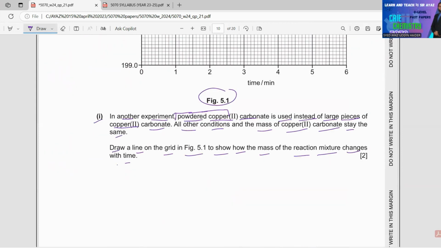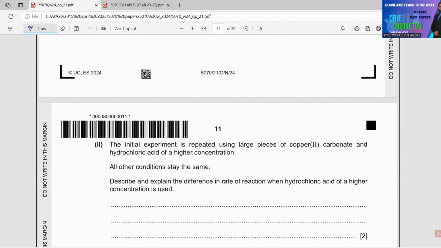Which indicate the reaction rate will be faster in this case. Part 2. The initial experiment is repeated using large pieces of copper carbonate and hydrochloric acid of higher concentration. All other conditions stay the same. Describe and explain the difference in rate of reaction when hydrochloric acid of a higher concentration is used.